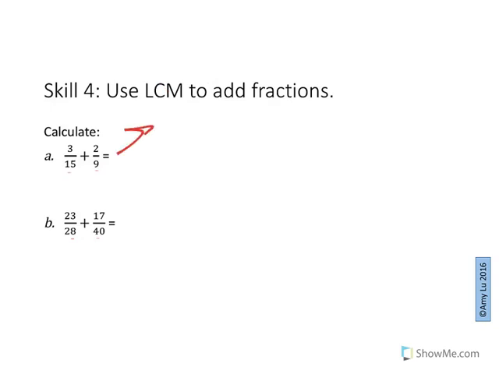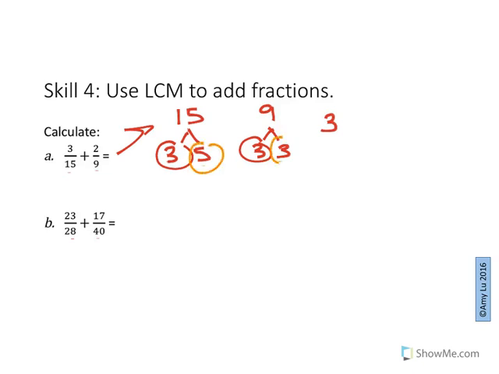So in this case, I have 3/15 and 2/9. I cannot add these fractions because the 15 and the 9 are not the same. So first, let's find out their prime factors. 3 and 5, 3 and 3. They each have a 3 in common, so that's their highest common factor. Now I'm going to figure out their lowest common multiple by multiplying what's left over times 5 times 3. So 3 times 5 times 3 makes 45.